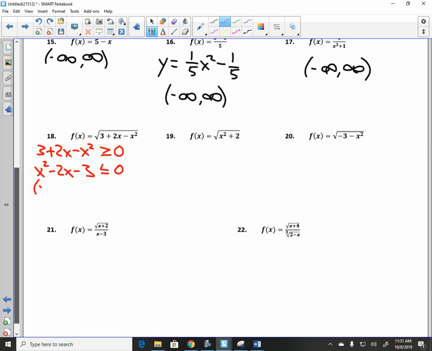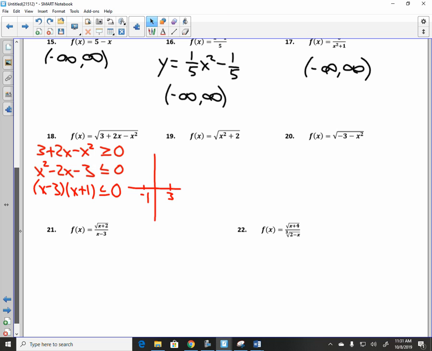So that factors to (x - 3)(x + 1) ≤ 0. So where does it cross the x-axis? 3 and -1. So are we wondering where this graph is above the x-axis, or where the graph is below the x-axis? We're wondering where it's below the x-axis.